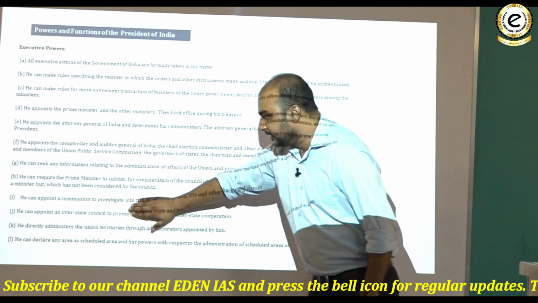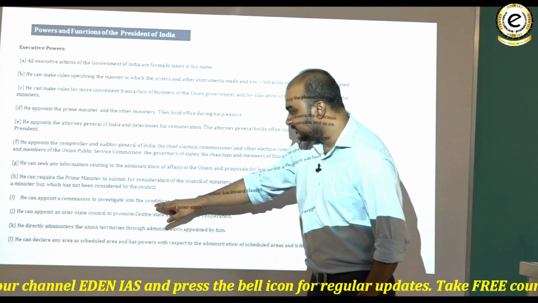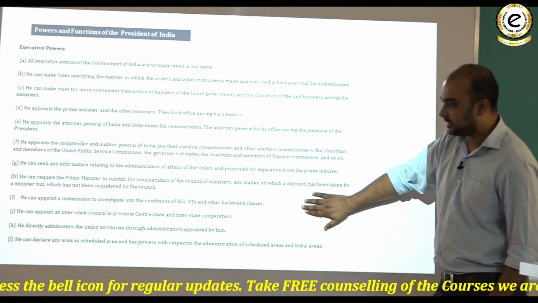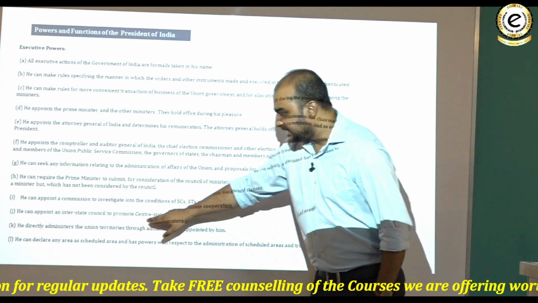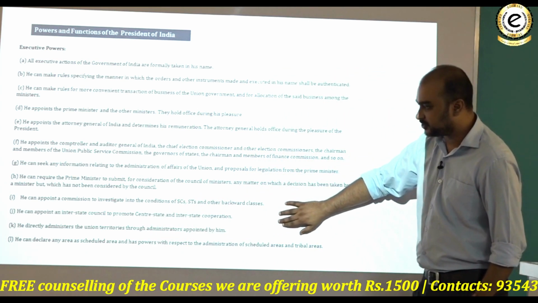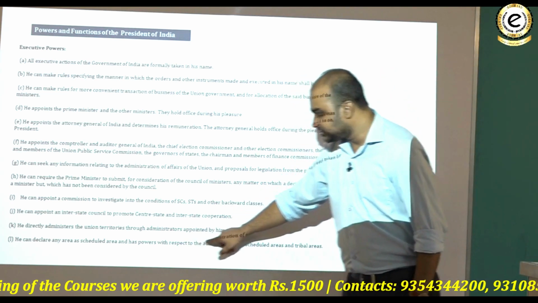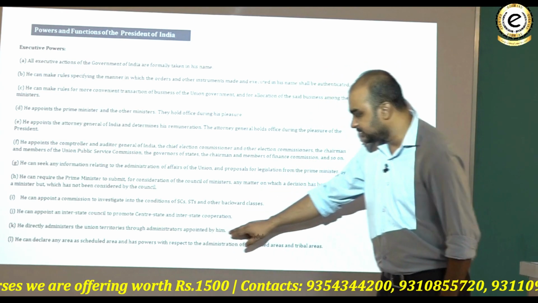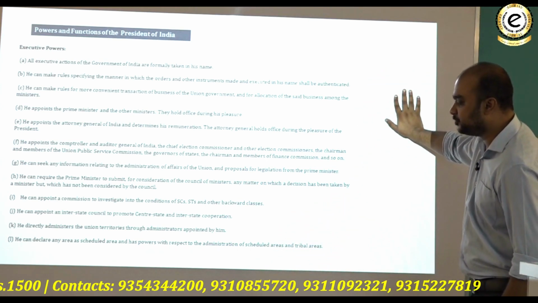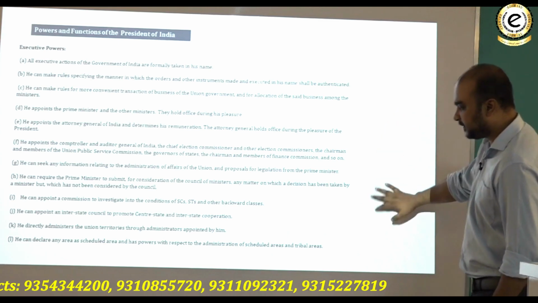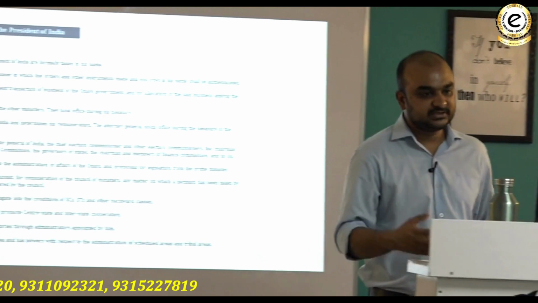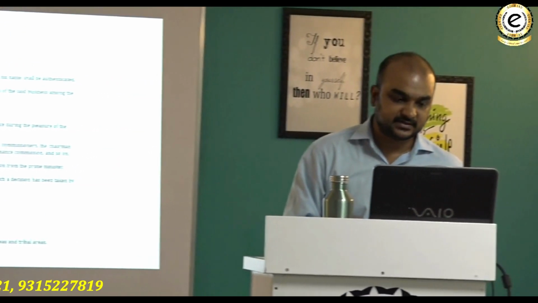Anyhow, he can appoint a commission to investigate into conditions of scheduled castes, scheduled tribes and other backward classes. He can appoint an interstate council to promote center-state and interstate cooperation. He directly administers the union territories through administrators appointed by him. He can declare any areas as scheduled area and has powers with respect to administration of scheduled areas and tribal areas. So these are some special executive responsibilities that are given to the President.